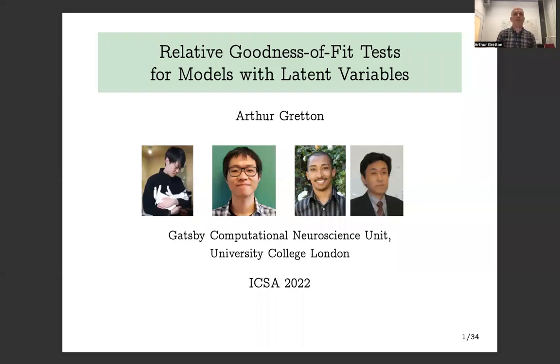Hello, so I'm Arthur Gretton of the Gatsby Computational Neuroscience Unit, and I'll be talking about a relative goodness of fit test for models with latent variables. This is joint work with Heishiro Kanagawa, Wittawat Jitkrittum, Lester Mackey, and Kenji Fukumizu.